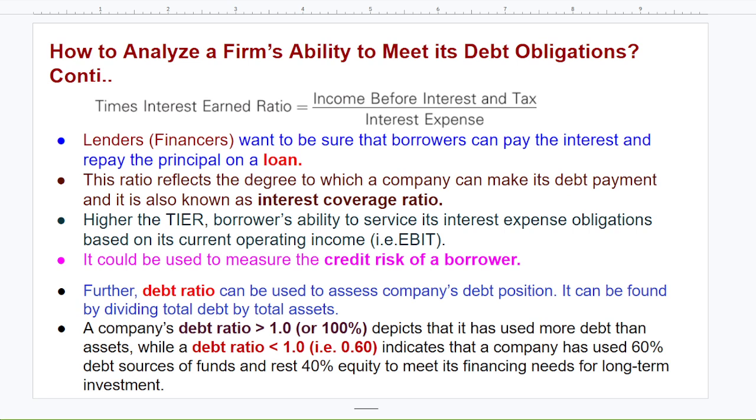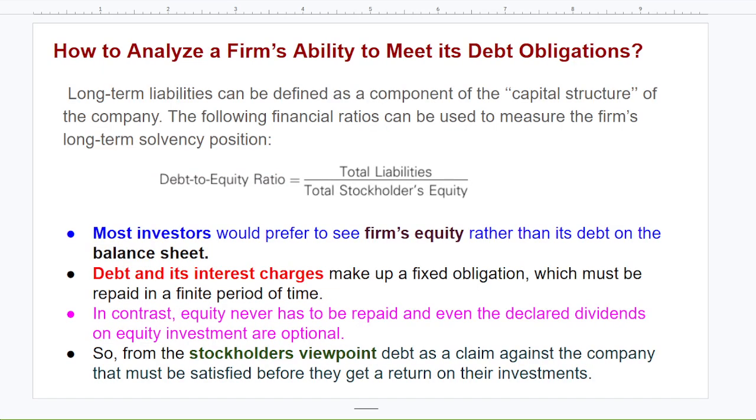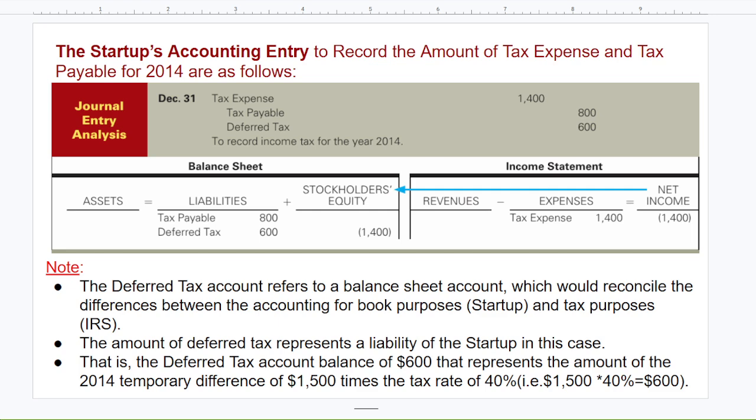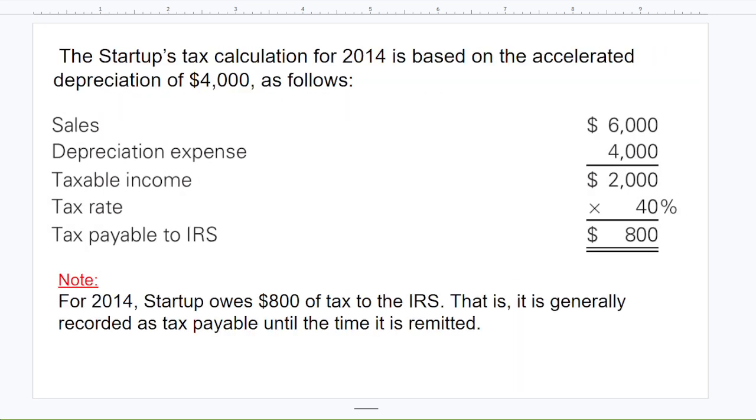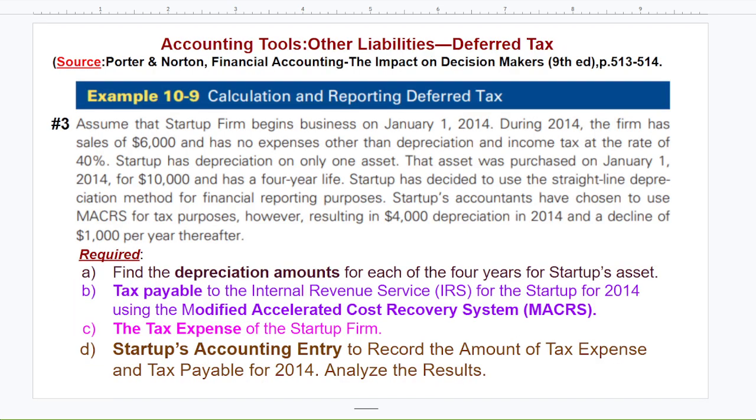Okay, friends, today I discussed the concept of deferred tax with examples. As a financial analyst, when you are doing research on debt analysis, you can use the debt ratio, the times interest earned ratio, and the debt equity ratio. For this, you have to review the literature so that you have a better understanding and can do wonderful research in that area, friends.